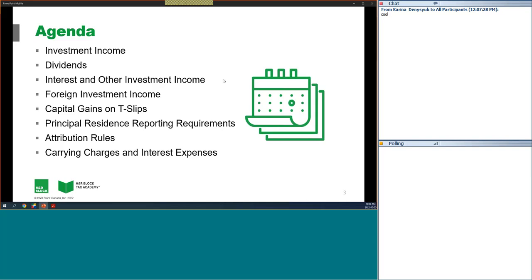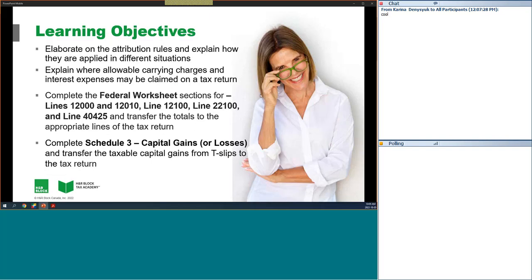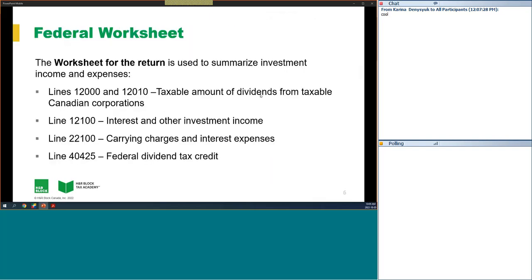We're going to talk about principal residence. I'm going to spend some time on that because it's a very expensive thing to get wrong on a tax return for your client. So we'll dig in on that a little bit. Attribution rules we're going to talk about quite a bit, and then we'll do carrying charges and interest expenses at the end. Okay, I'm going to skip through this because we don't have time to talk about what we're going to do. We're just going to do it.